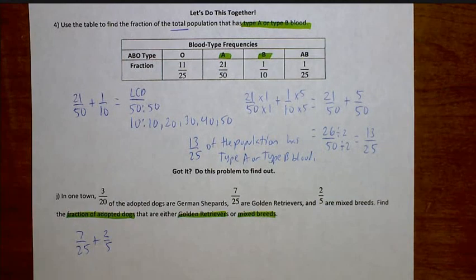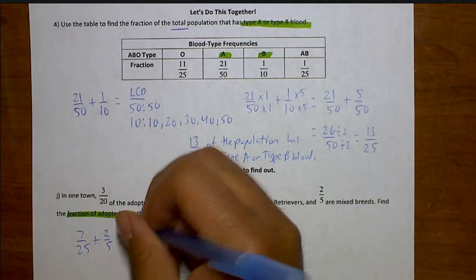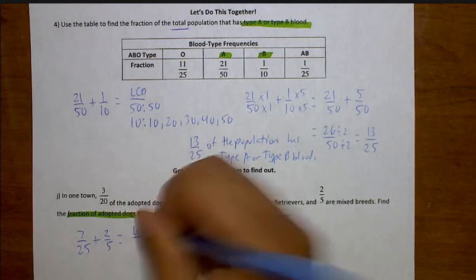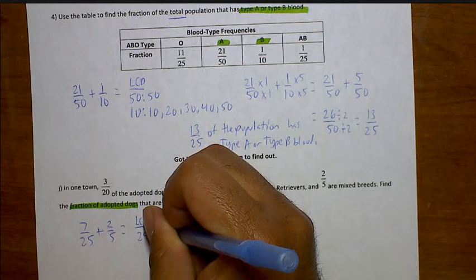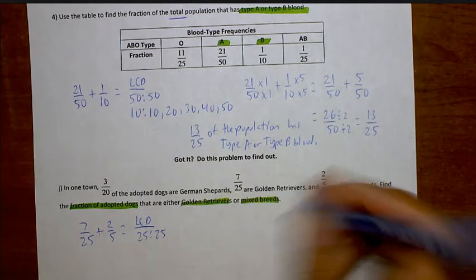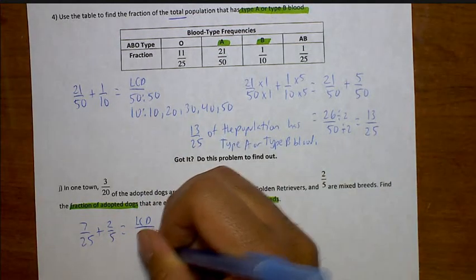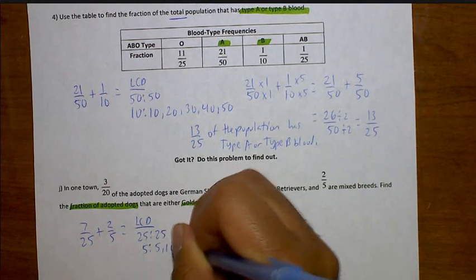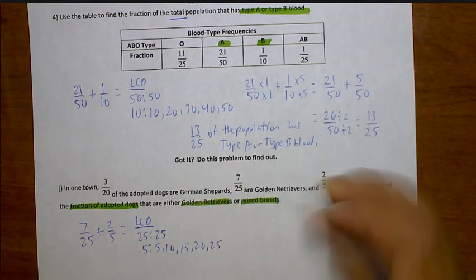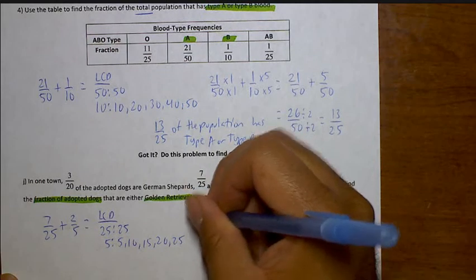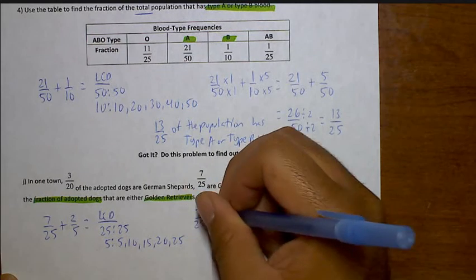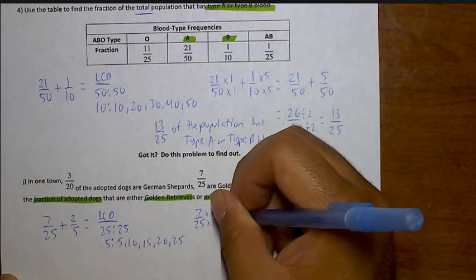So 17 out of 25 of adopted dogs are Golden Retrievers or mixed breeds. So 17 out of 25 of the adopted dogs are Golden Retrievers or mixed breeds.